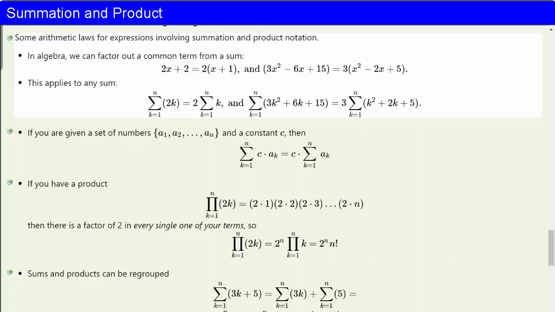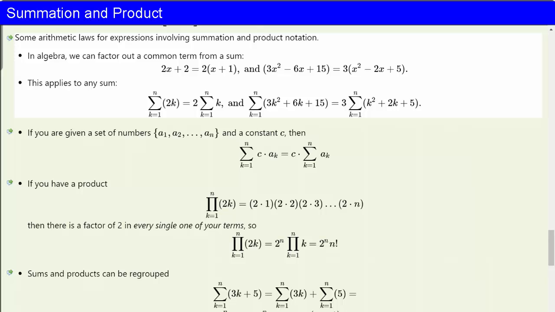Next, I'd like to systematize the arithmetic laws for expressions involving summation and product notation. We know that in ordinary algebra we can factor out a common term from a sum. For example, 2x plus 2 is twice the quantity x plus 1. And 3x squared minus 6x plus 15 is 3 times the quantity x squared minus 2x plus 5. This is just the distributive law in operation. Of course, it applies to any sum.